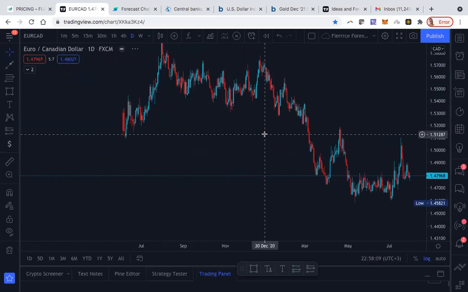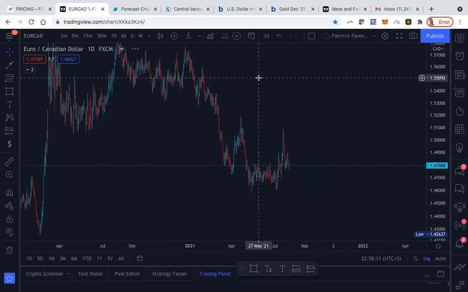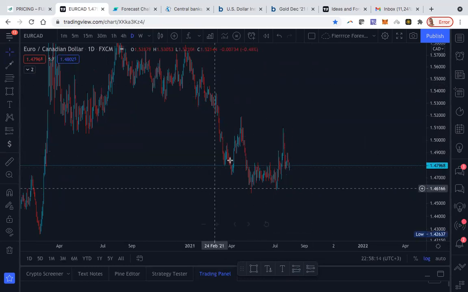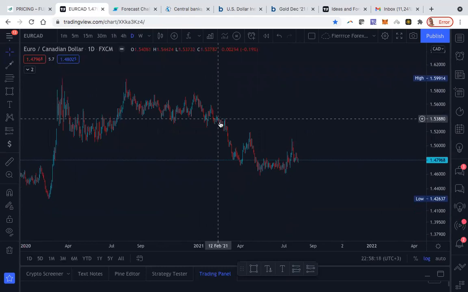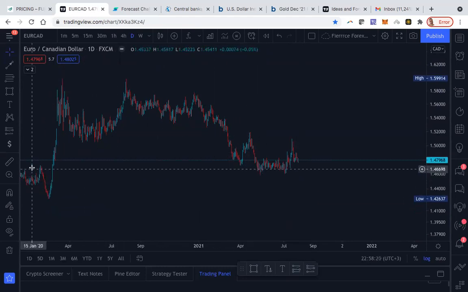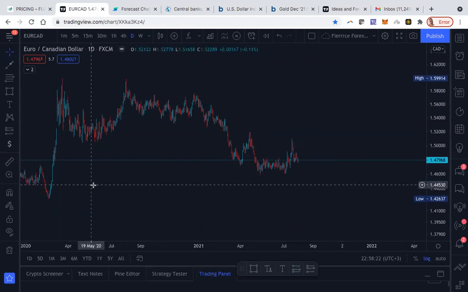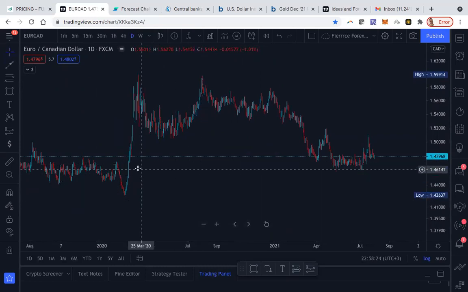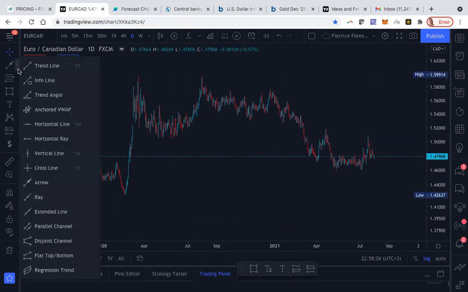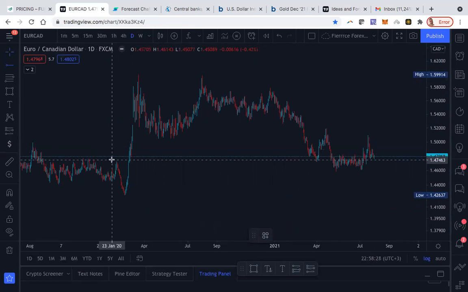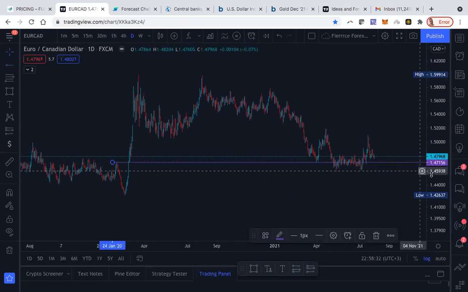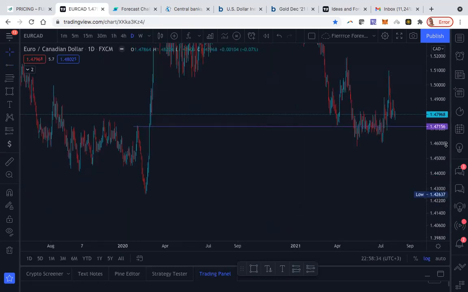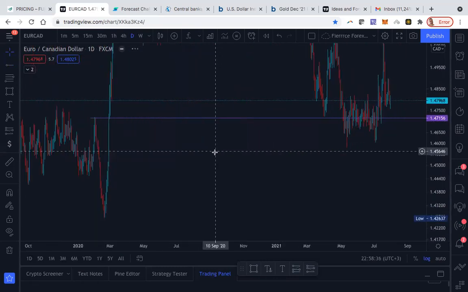Euro CAD has been on a downtrend, technically, shifting lower. And we are at a previous level of structure. When you look left here, some interesting level. Let me just zoom in.